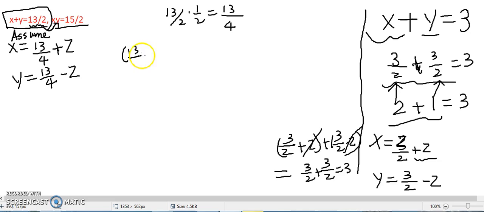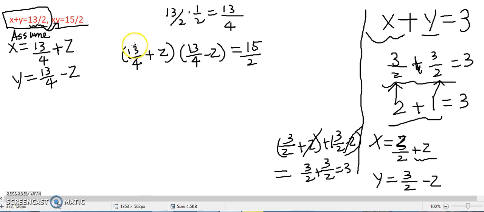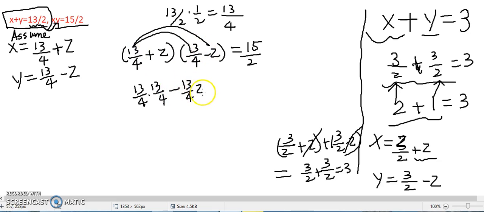Now it's like substitution. So we're going to replace x with 13 over 4 plus z and y with 13 over 4 minus z, equals 15 over 2. Now use the algebra distribution rule: 13 over 4 times 13 over 4, plus 13 over 4 times negative z, we get negative 13 over 4 z. Positive times positive, we get a positive 13 over 4 z. And positive times negative, we get negative z squared, equals 15 over 2.